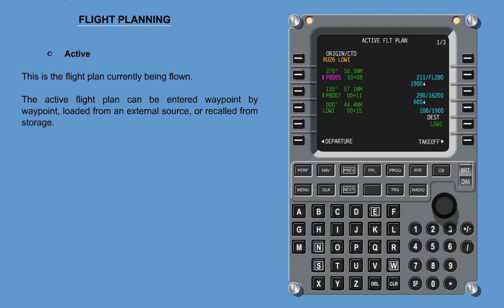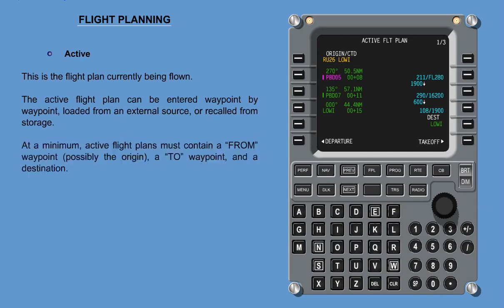The active flight plan can be entered waypoint by waypoint, loaded from an external source, or recalled from storage. At a minimum, active flight plans must contain a from waypoint, possibly the origin, a to waypoint, and a destination. A flight plan is considered closed when the last waypoint is the destination.